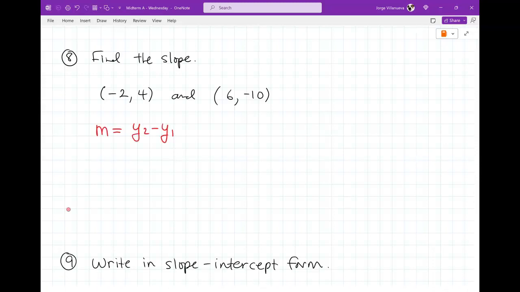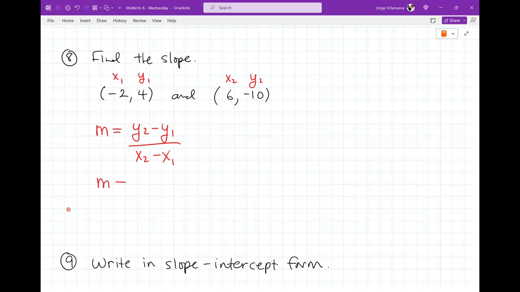Okay, so m is equal to y2 minus y1 over x2 minus x1. That's all you have to do. If you want to label your points x1, y1, x2, y2, that's up to you. I usually do, that way I don't make a silly mistake of getting lost in my numbers. So there's my first x and y value, so I call it x1, y1. And then my second x and y value, I'm going to call it x2, y2. And then just plug in your numbers.